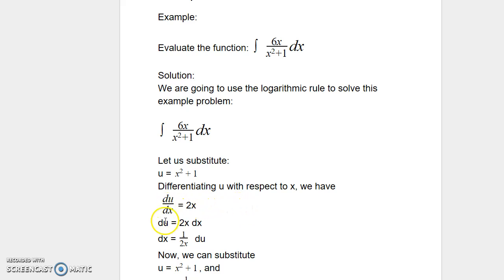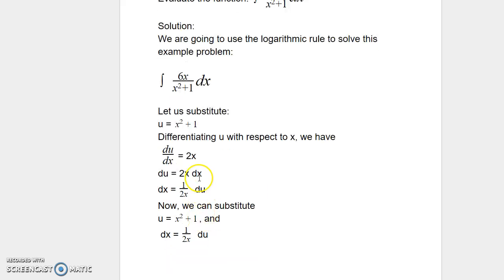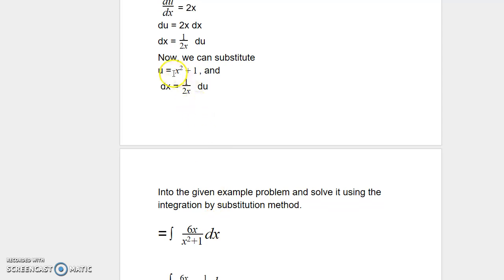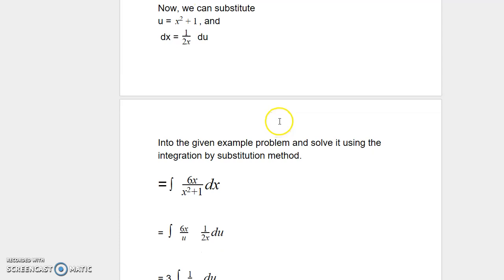So we can express this as du equal to 2x times dx. We brought this dx to the side of the expression of 2x here. If we want to express this in terms of dx, we can write it as dx is equal to 1 over 2x du. Now we can substitute u as equal to x squared plus 1 and dx as equal to 1 over 2x du. Now we're going to substitute u and dx into our given example problem and then use the rules of integration to solve this example problem.